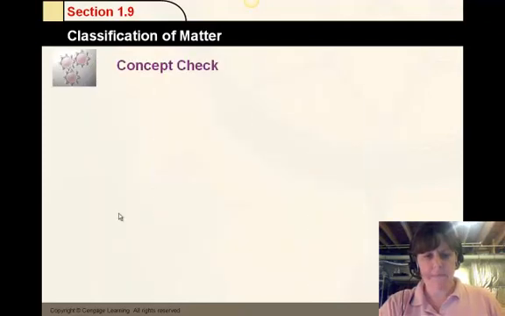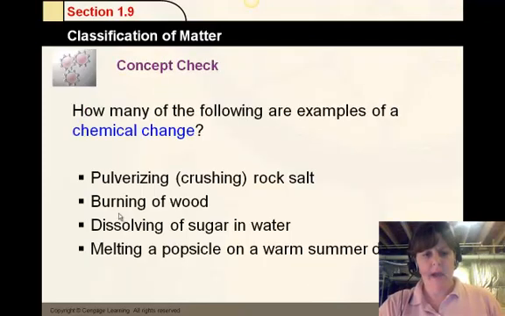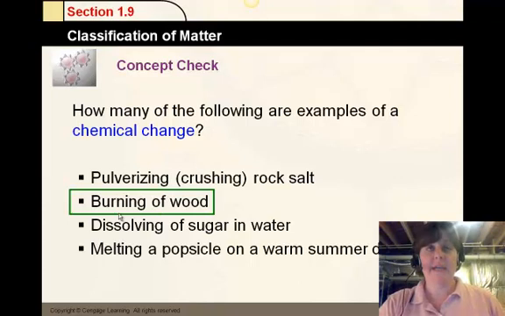And let's look here. How many of the following are examples of a chemical change? So let's see the choices. Pulverizing or crushing rock salt, burning of wood, dissolving of sugar in water, melting a popsicle on a warm summer day. And hopefully you know it's just the burning of wood. Everything else hasn't changed the material chemically, and in some cases you can get the component parts back. If you dissolve sugar in water, you can get water and sugar out again if you boil off the water. Melting a popsicle, I suppose you can freeze that again.